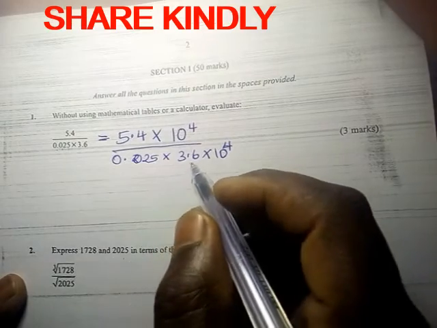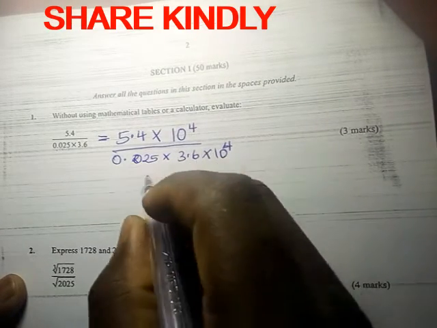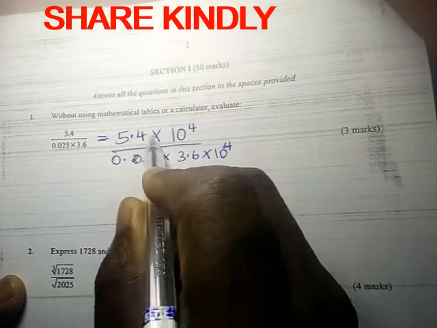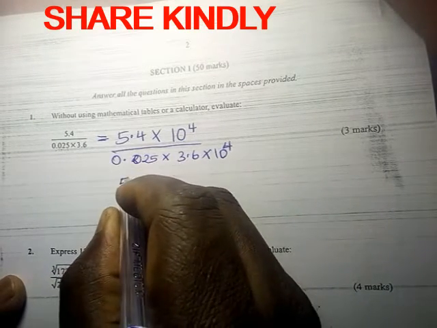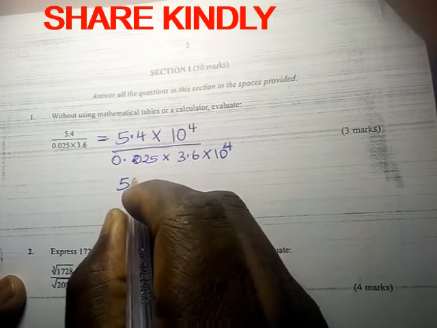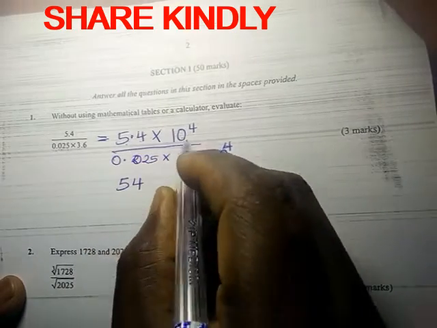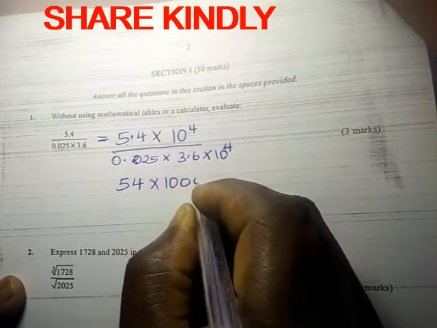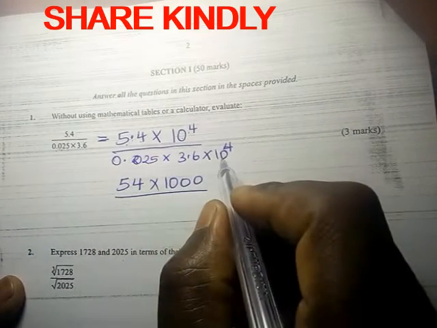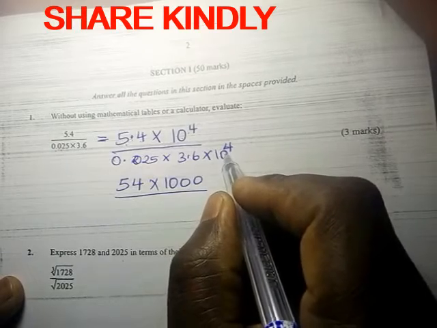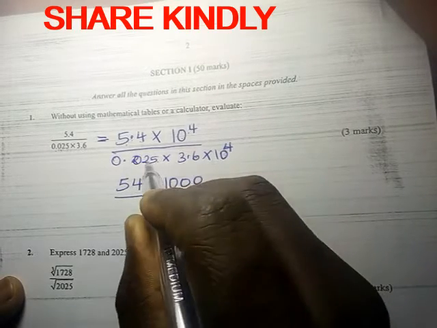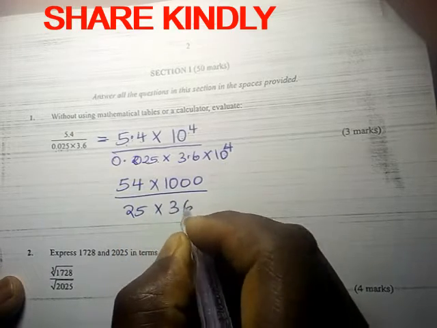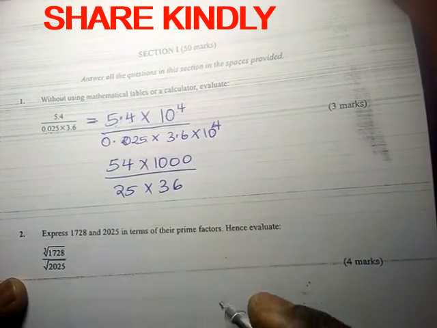To balance it, so now this one, we will have 54, it moves one decimal place, times 1000, divided by these 4 zeros here. 10,000 will go with 1, 2, 3, 4, so we will remain with 25 times 36. From there now you simplify.